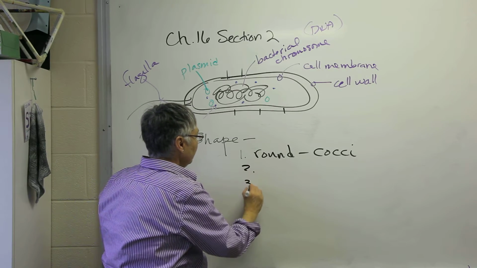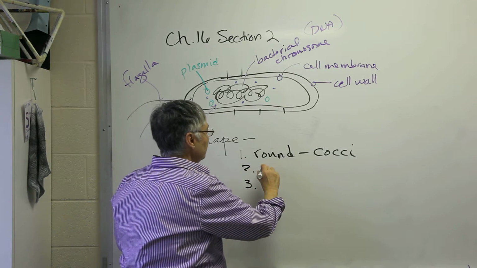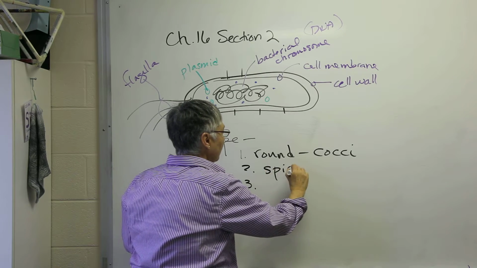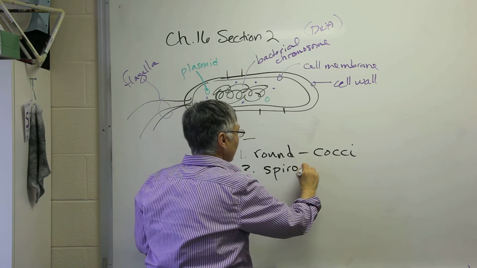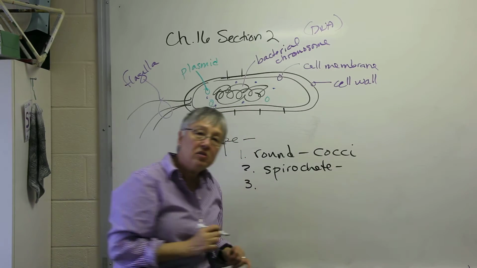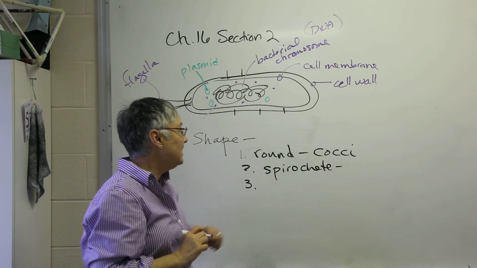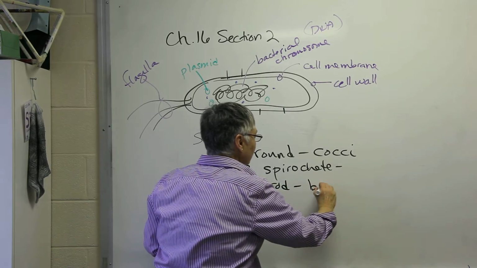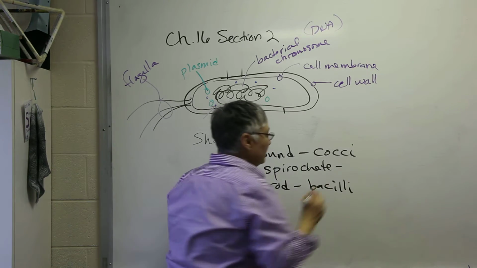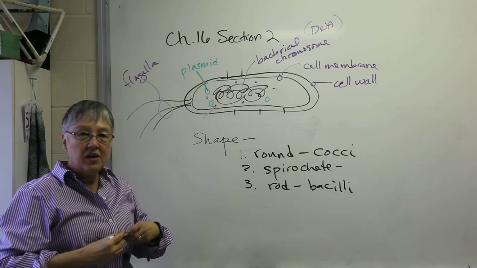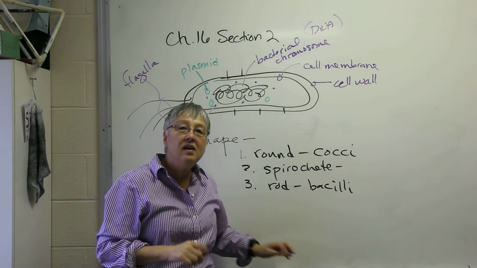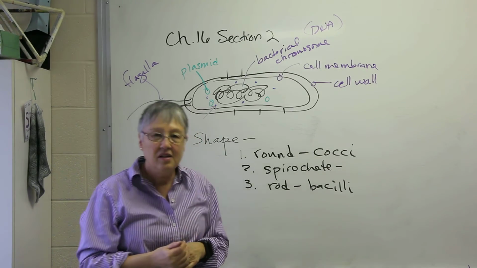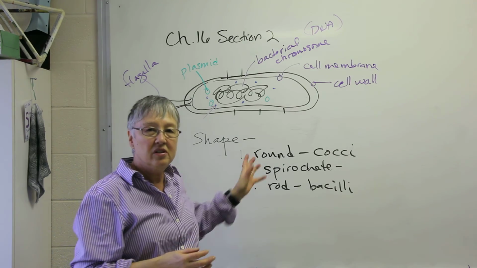Let me just briefly mention 2 other structures. There are spiral-shaped bacteria. They're called spirochetes, and rod-shaped are called bacilli. Okay, that's the end of part 1, and I'll continue discussion of part 2. We'll continue with bacteria.